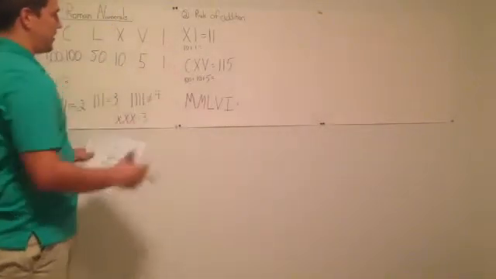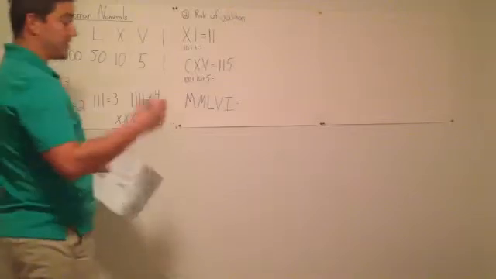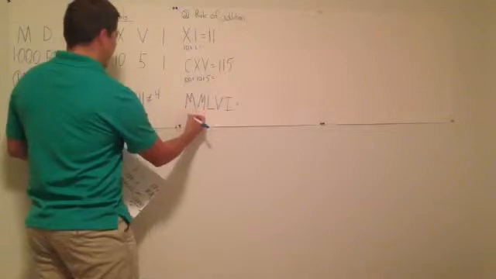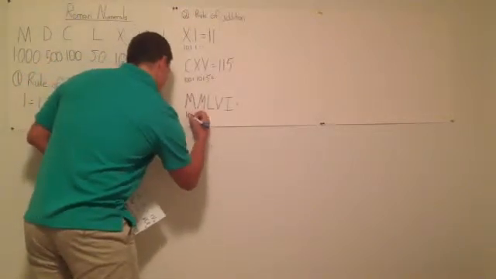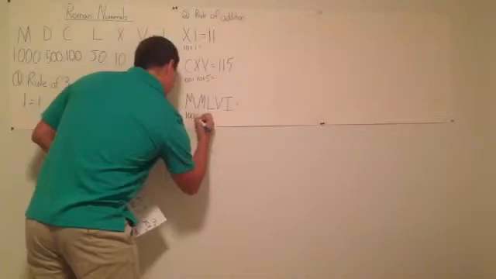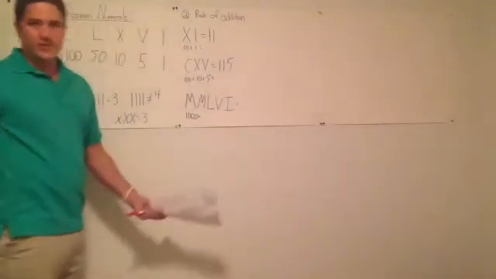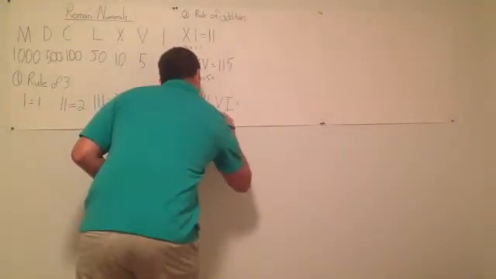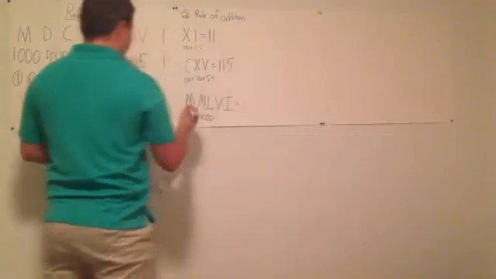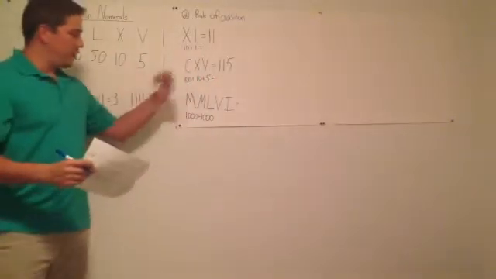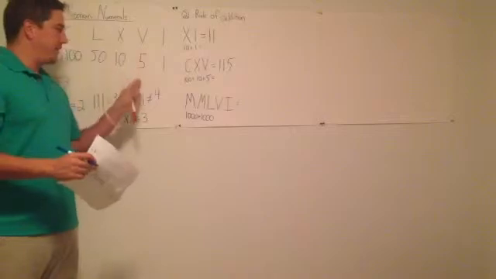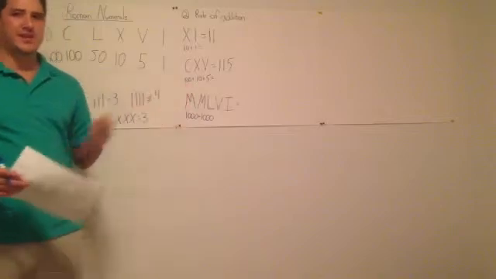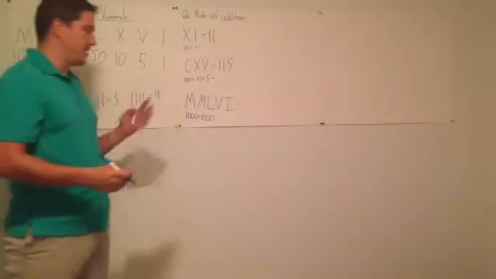Just like with the other rule, this one comes a little different because we have 2 M's. So we have the M, which is 1,000, plus another M, which is another 1,000. Since they're the same, going in order, since the number is less than or equal to it, you're going to do this addition rule one more time, just like the other ones.